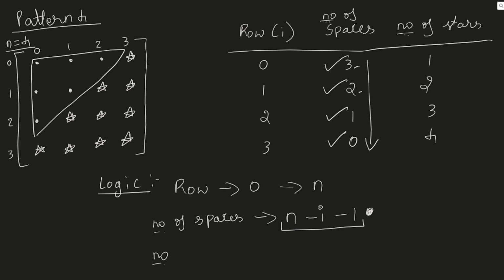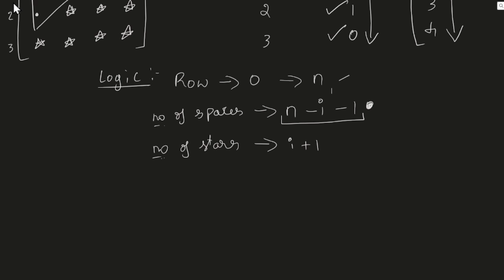Now we need to write a logic for number of stars as well. It's pretty straightforward. The number is getting increased for every iteration of I. And by looking at this, we can directly say that we just need to add 1 to the current I to get the number of stars for every iteration of row. It's pretty self-explanatory. The number of stars logic is I plus 1. Now we got the logic for row, number of spaces and number of stars. Let me just write down an algorithm for this.